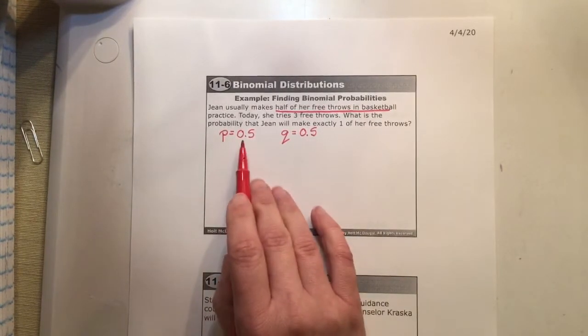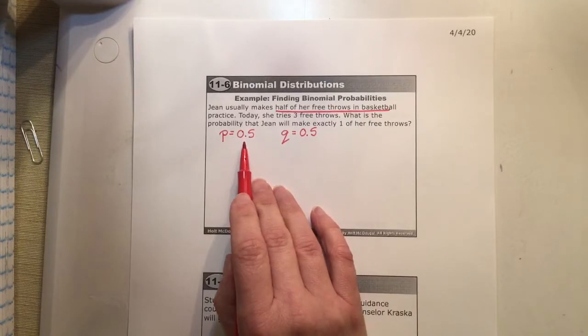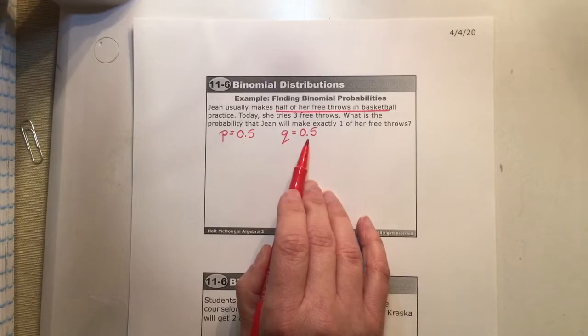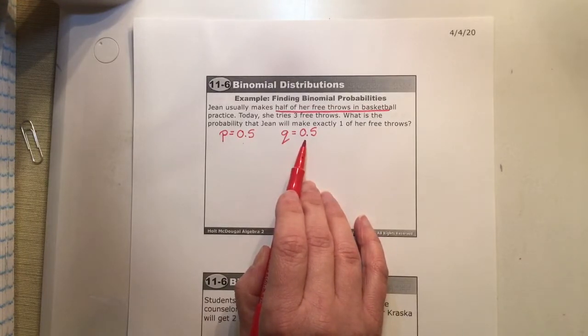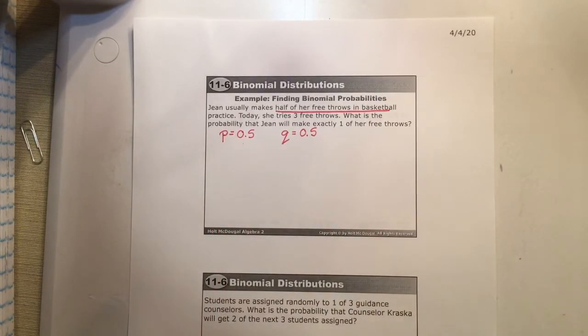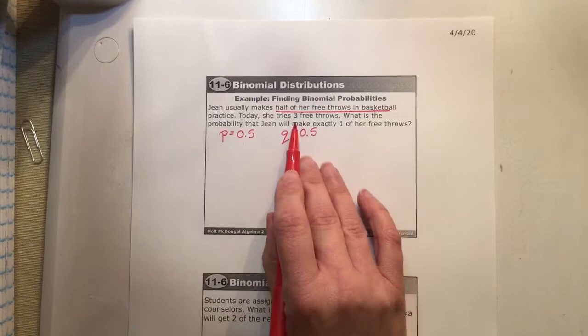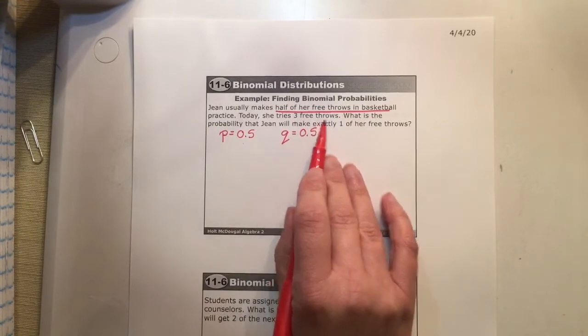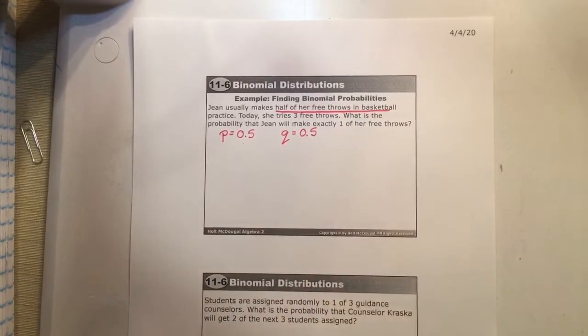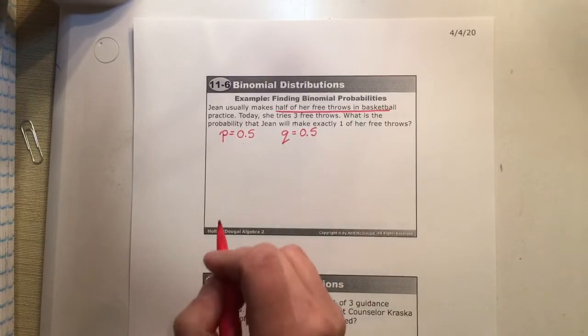So Jean has a 1/2, or 0.5, chance of making her free throws. And in turn, she also has a 0.5 or 1/2 chance of not making her free throws. These are the two things we need in order to use this formula. Now let's keep reading. Today, she tries 3 free throws. What is the probability that Jean will make exactly 1?